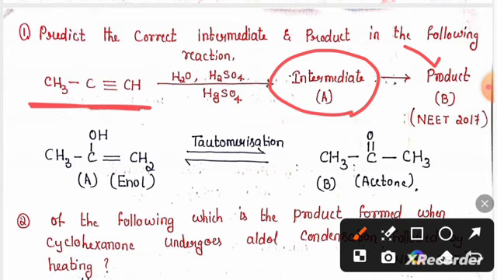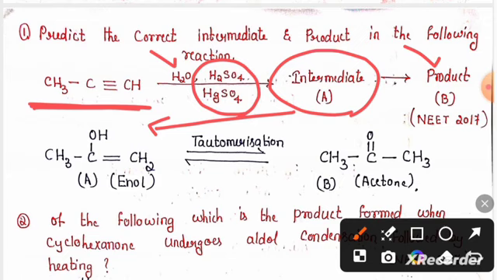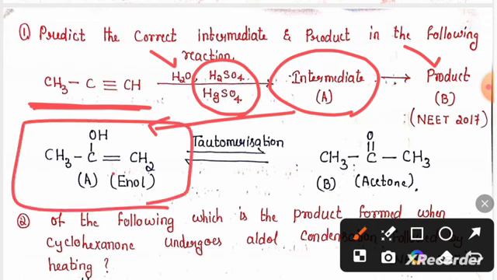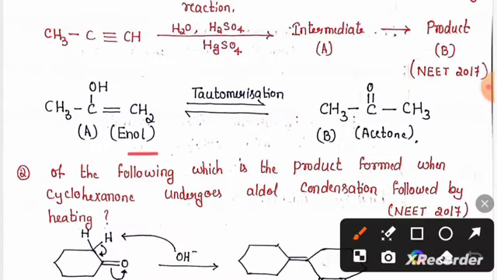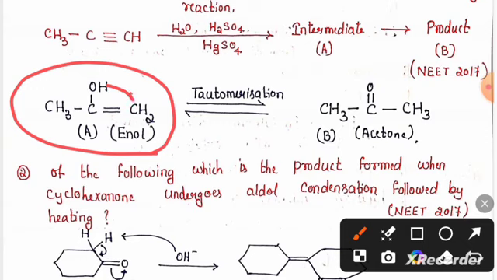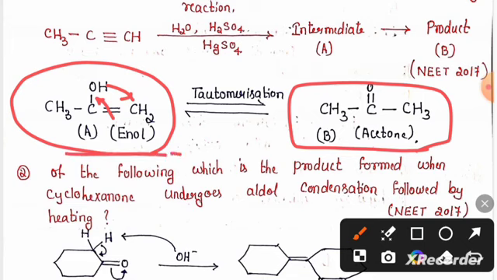So there is one alkyne, on hydrolysis in the presence of sulfuric acid and mercuric sulfate, there is a formation of an intermediate. The intermediate is this. It is an enol. You can find a double bond also. En means double bond and ol means alcohol. So this enol intermediate undergoes tautomerization, where you can find there is a shifting of hydrogen and double bond between the two carbon atoms to get acetone. The product B is acetone and product A is enol.